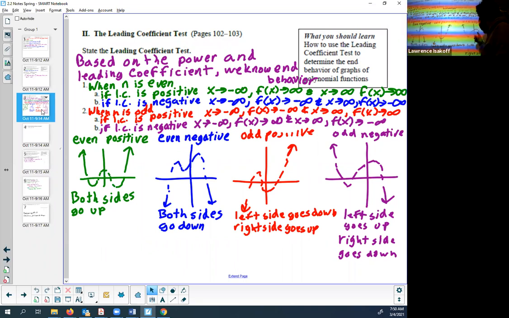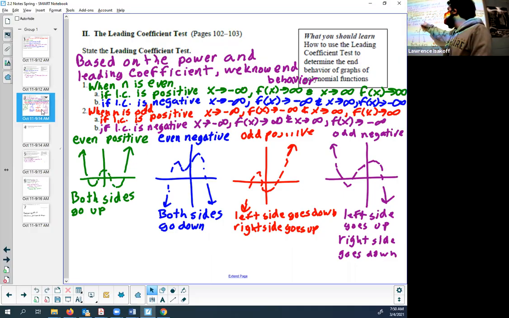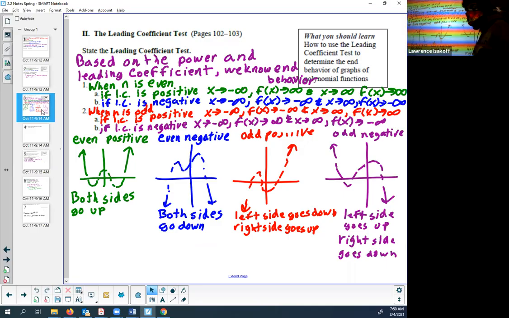When we put a negative in front, that flips that. So if the leading coefficient is negative, as x approaches negative infinity, that's the left side, f of x approaches positive infinity. That means it goes up. So left side goes up. As x approaches infinity, that's the right side, f of x approaches negative infinity. That means it goes down. So the right side goes down and the left side goes up there.